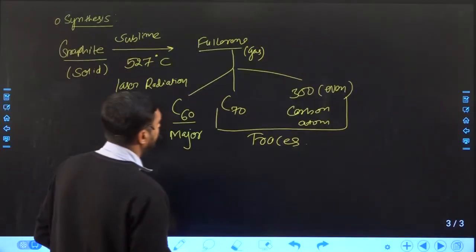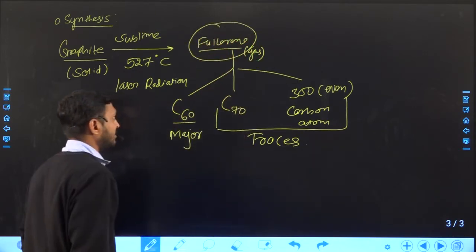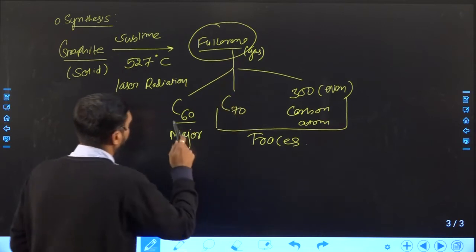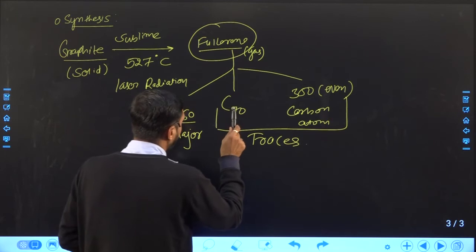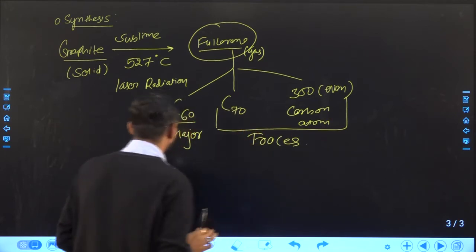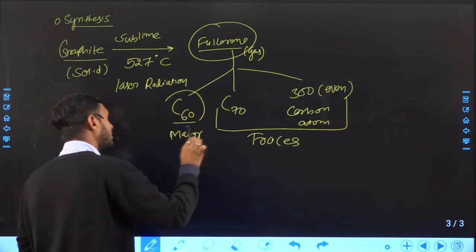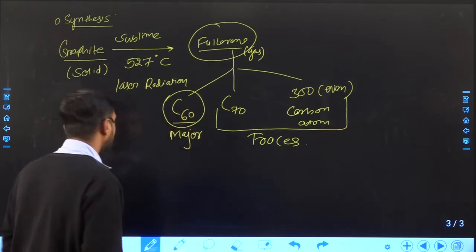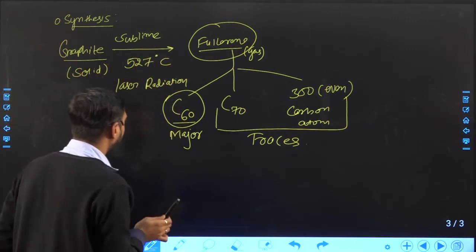So you can see, fullerene is not specifically an atomic structure, but fullerene contains mainly C60 carbon, and a smaller amount of C70 also. But if we see specifically, the major amount of carbon contains C60, that means one structure contains 60 carbon.